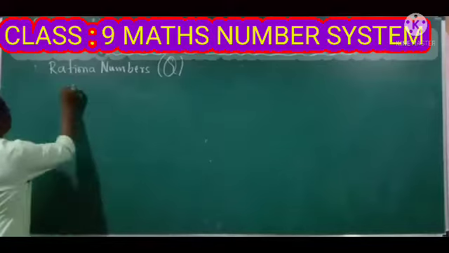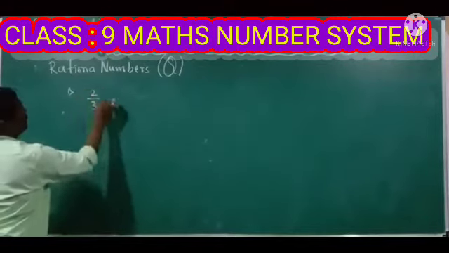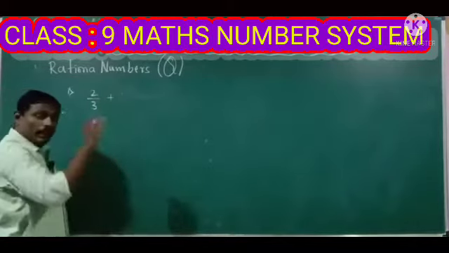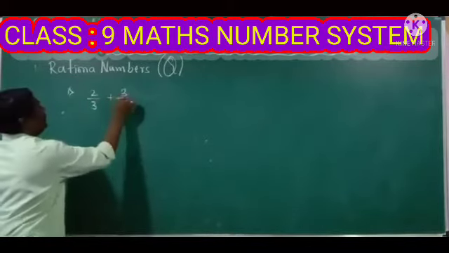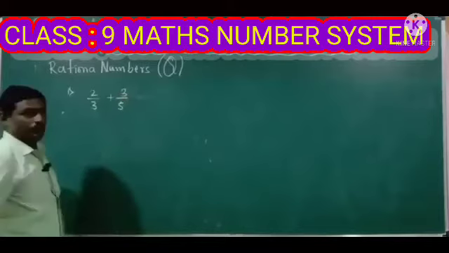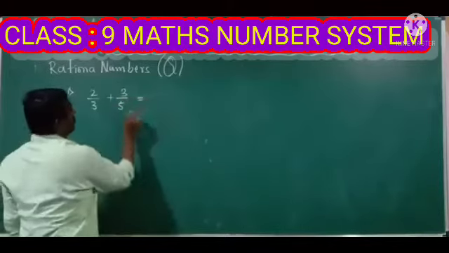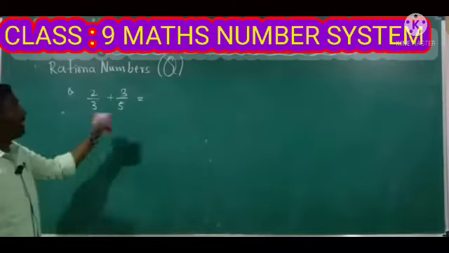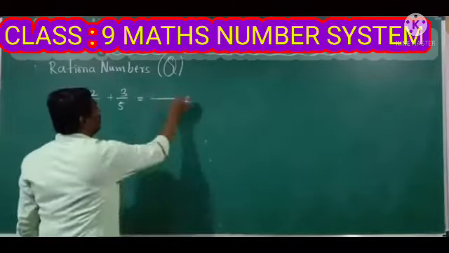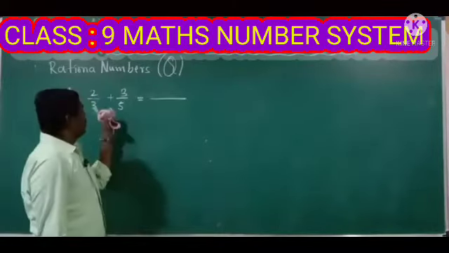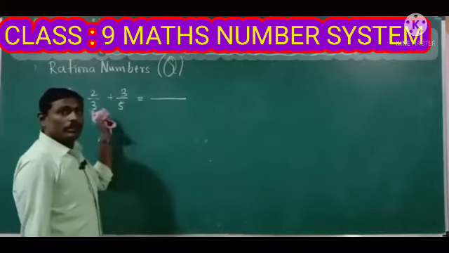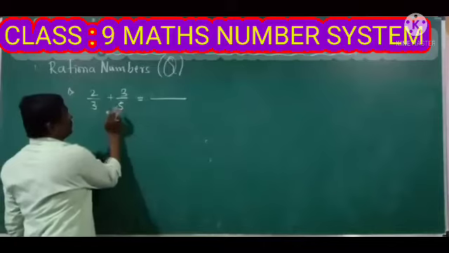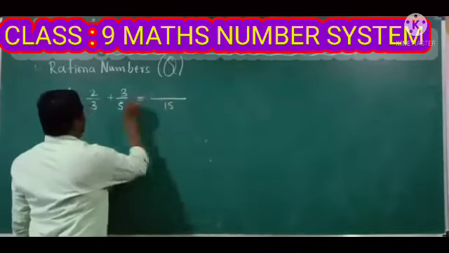For example, 2 by 3 is an example of a rational number. If I add one more rational number, 3 by 5, and add these two numbers, what will I get? What is the LCM? Here the denominators are different, 3 and 5. So before adding these two, we have to take the LCM of these two numbers. So the LCM of 3 and 5 is 15.